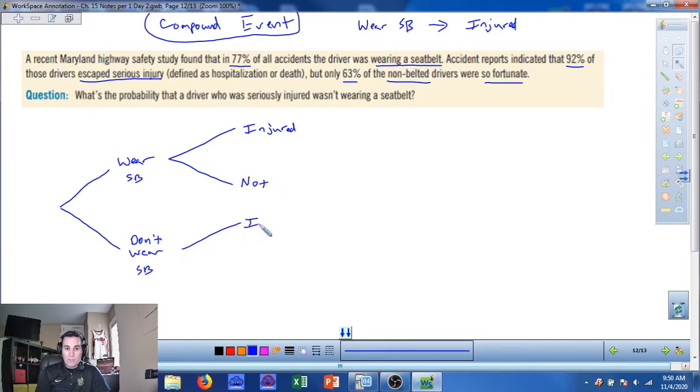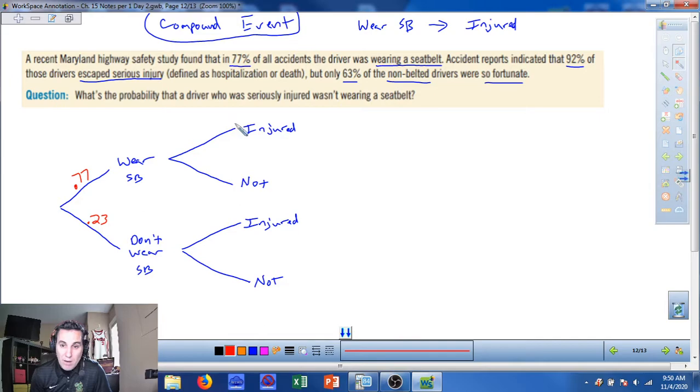Whether I get injured or die, I guess, or not. So they have given you probabilities. They said that in their recent study, 77% of accidents, the driver was wearing a seatbelt. So 77% of accidents, drivers wore seatbelts. That means that in 23% of accidents, they do not wear seatbelts because those add up to 1. Okay? Make sure my math's good.